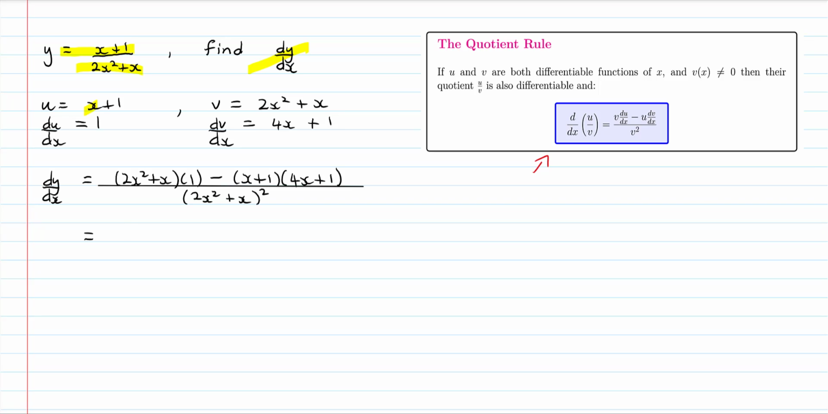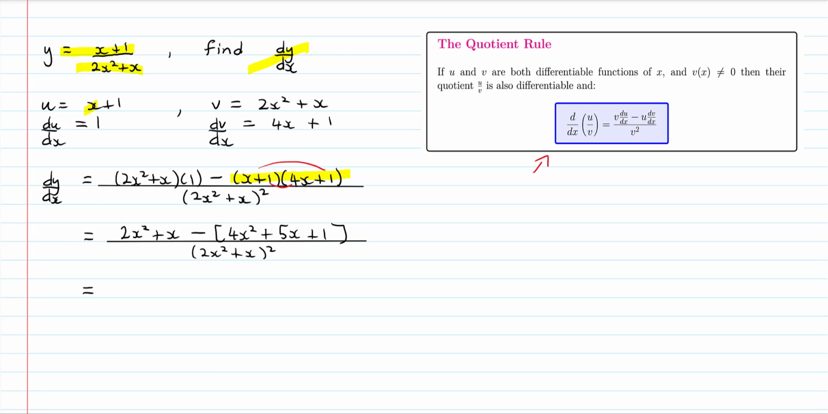So we get then in the numerator 2x squared plus x, and then minus, and it's minus this whole part here, (x plus 1) times (4x plus 1). So don't forget to use brackets. Then expanding that, we're going to get 4x squared, and then x times 1 is x, and then 1 times 4x is 4x, so that's going to be plus 5x, and then plus 1. And that is going to be all over (2x squared plus x) all squared.